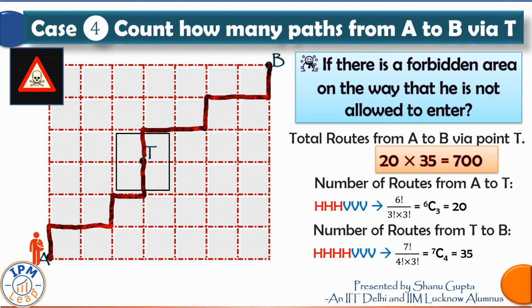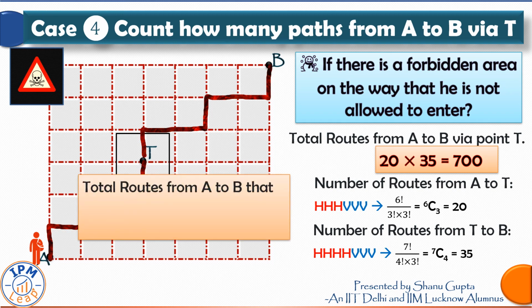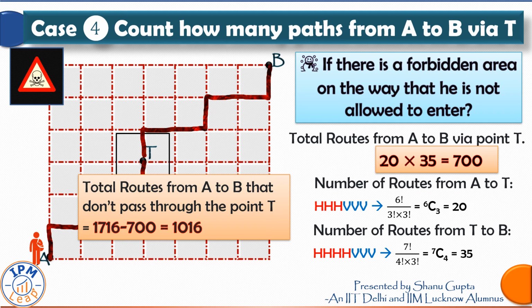So we need to calculate the total number of routes from A to B that don't pass through the point T, which will be equal to 1716 minus 700. So 1016 routes that don't pass through the forbidden area.